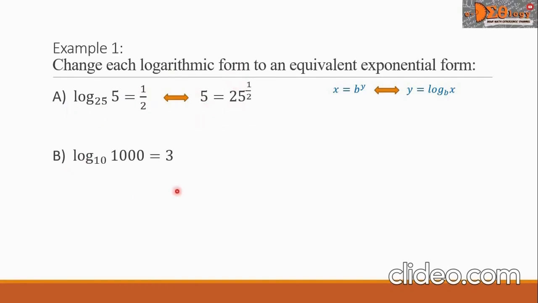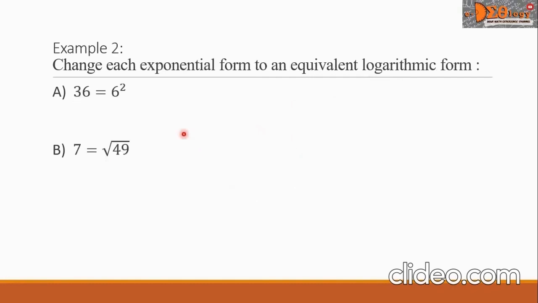For letter B, the equivalent exponential form is 1000 equals 10 raised to 3. From the given problem, log of 1000, we're going to write this 1000 again here, and this is equal to the base 10. The base of the log is the same base for the exponent, and this number 3 is the exponent in here. So 1000 equals 10 raised to 3. This is our final answer.